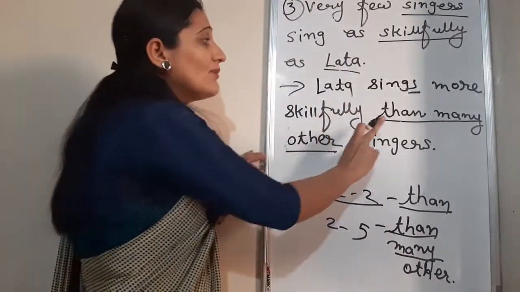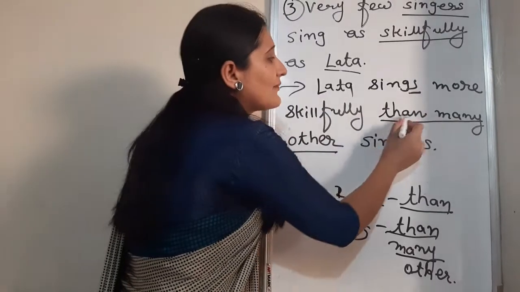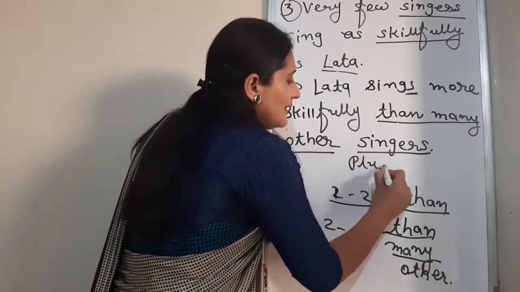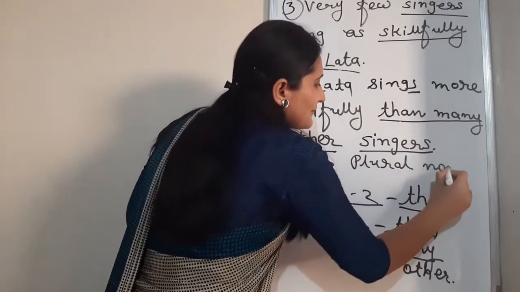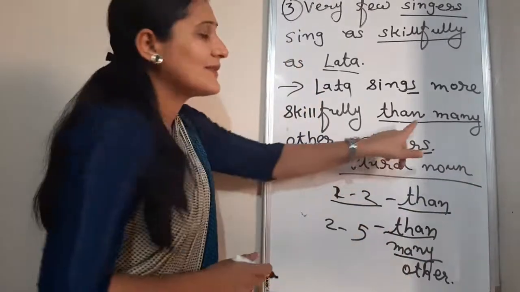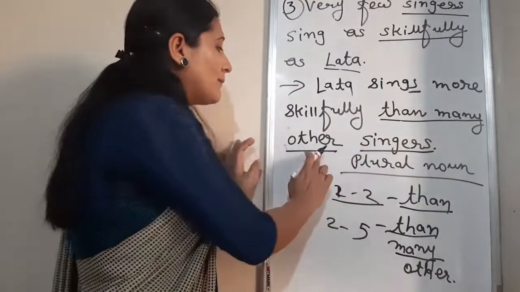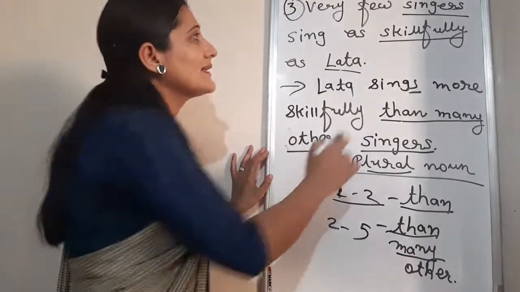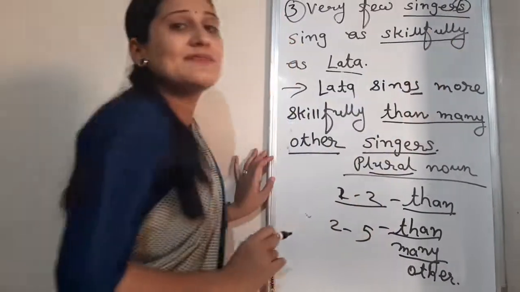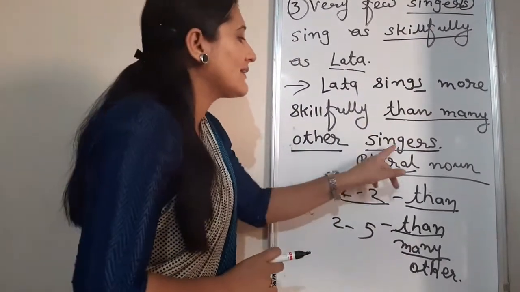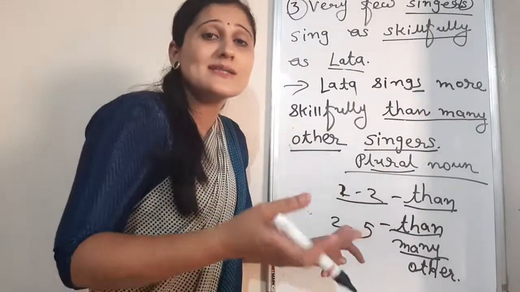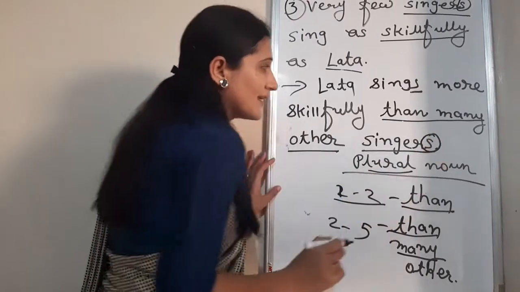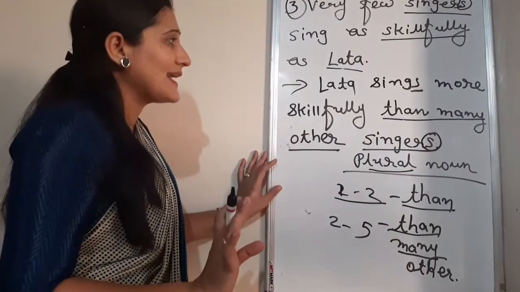Now, one more thing you have to keep in mind. After "than many other", a plural noun will compulsorily be there. Plural means you can find so many, S will be there, right? Than many other singers, than many other students, than many other boys. In short, as you can find, right? So, let me repeat one last time.